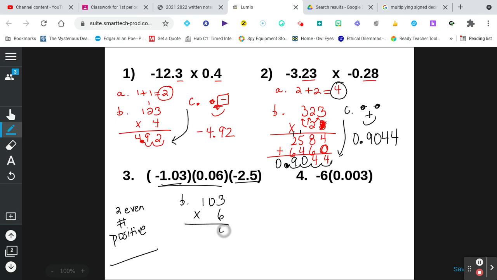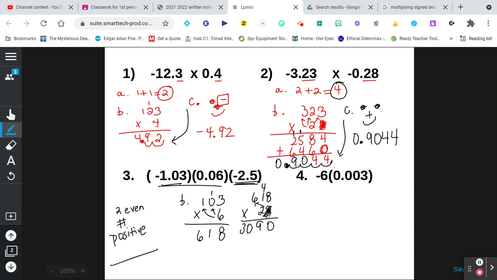All right, 6 times 3 is 18. Carry the 1. 6 times 0 is 0. Plus the 1 is 1. 6 times 1 is 6. All right, so I have 618. So now I'm going to take 618. I'm going to multiply it times 25. Just pretend like I don't see that decimal. All right, 5 times 8 is 40. Carry the 4. 5 times 1 is 5. Plus the 4 is 9. 5 times 6 is 30.